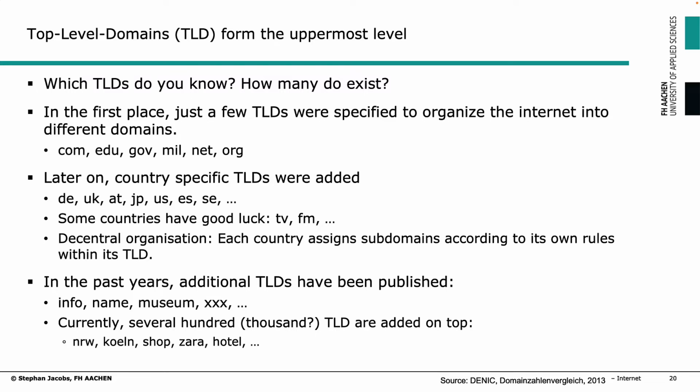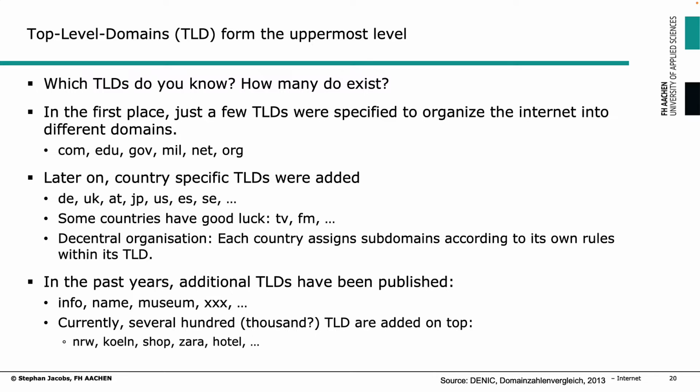Com stands for commercial, edu stands for education, so each and every school or university in the US is assigned to a top-level domain edu. Gov stands for government, so basically all administration organizations like the White House are assigned to a gov top-level domain. Mil is military, net is network, so all organizations which have to do with the internet are assigned to .net. And finally there's org, which is for non-profit organizations like, for example, Wikipedia or Amnesty International.